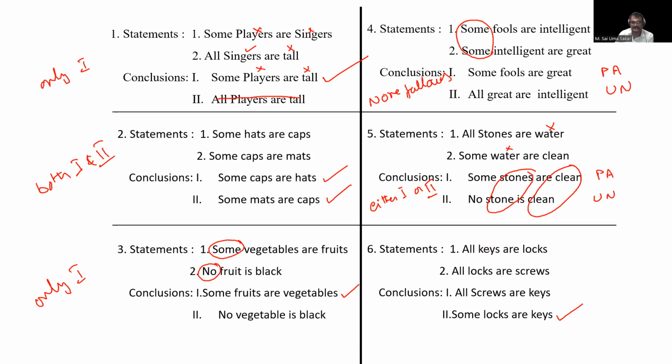Next, mediate inference. Keys, locks, locks, screws. What is the middle term? Locks. It is distributed. Now, all screws are keys. Here, middle term does not exist in the conclusion. But the very important point is, if any term is distributed in the conclusion, the term must be distributed in the statement. Here, screws is distributed in the conclusion, but not distributed in the statement. So first conclusion is not a valid conclusion. Here only 2 follows. So what is the answer? Answer is only 2. That's it.